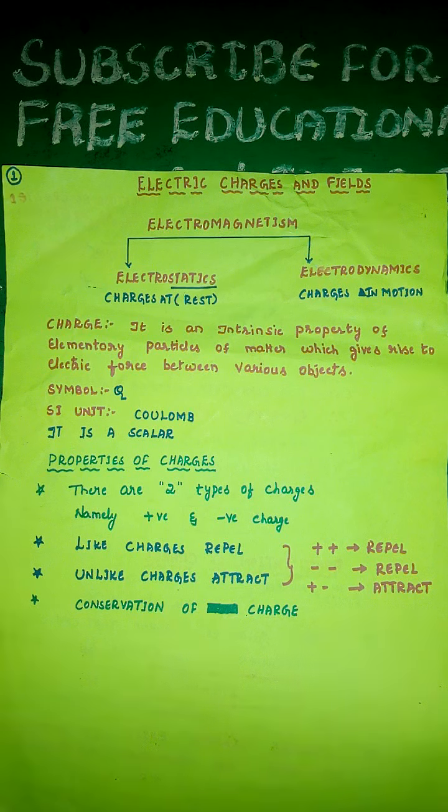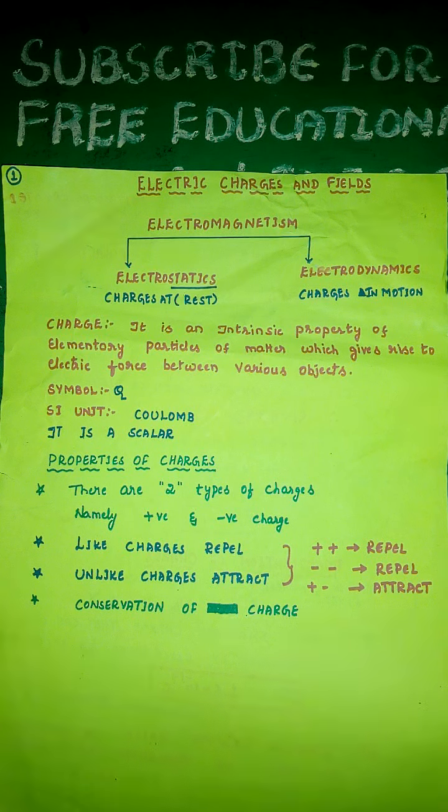Coming to properties of charges. So now you are clear with the term charge, right? It is an intrinsic property of elementary particles of matter which gives rise to electric force between various objects. It is denoted with Q, its SI unit is coulomb, and it is a scalar quantity which has only magnitude, not specified direction. Right? Coming to properties of charges.